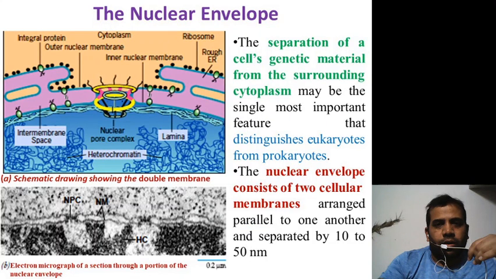The separation of the cell's genetic material from the surrounding cytoplasm may be the single most important feature that distinguishes eukaryotes from prokaryotes. The nuclear membrane consists of two cellular membranes arranged parallel to one another and separated by a 10 to 50 nanometer distance. This is the diagrammatic representation of the nuclear membrane, on which the dots represent ribosomes, and the same is shown in the micrograph of a section passing through a portion of the nuclear envelope.